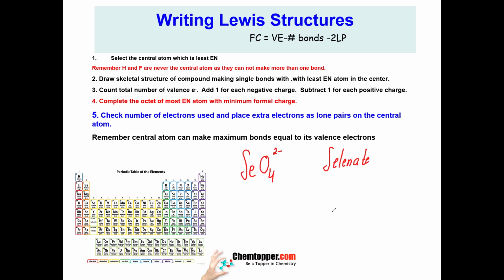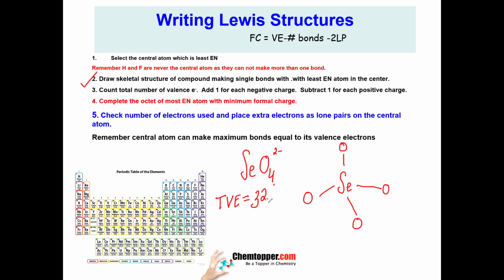So central element, follow the rules. Rule number 1, selenium. Make the skeleton, means 4 bonds, 4 single bonds with oxygen. There are 4 atoms, right? So just make it like this. Rule number 2. Count the total valence electrons. Total valence electrons. Okay, Gautam is saying 32. Just check him.